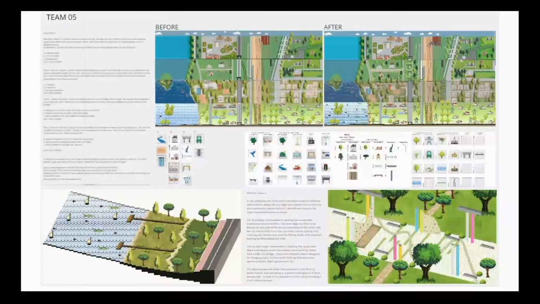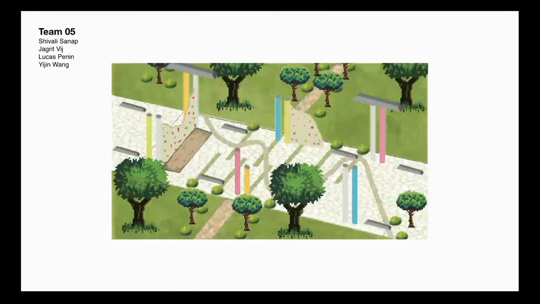But no connectivity from the city center. Hence, solving it by creative city connections and fishing decks with seasonal boating facilities along the river. The second major intervention tackles the dead void spaces under the viaduct by proposing an urban park under the bridge. Interactive, vibrant spaces designed for all age groups, such as wall climbing, city arcade play areas, sports activities, open gymnasium, etc.